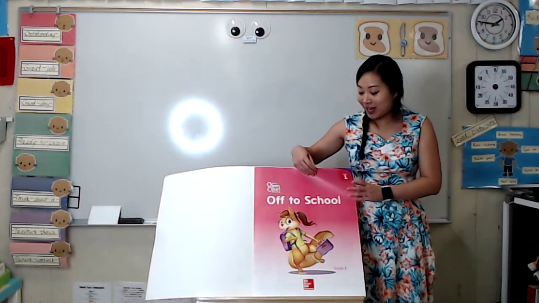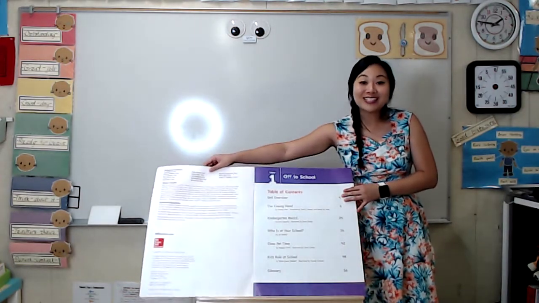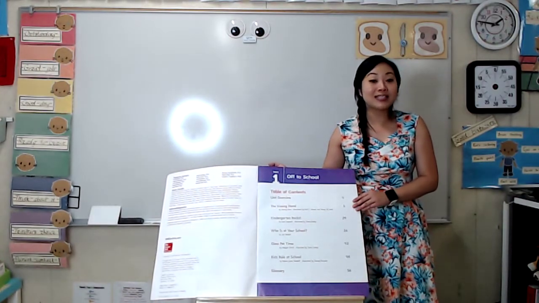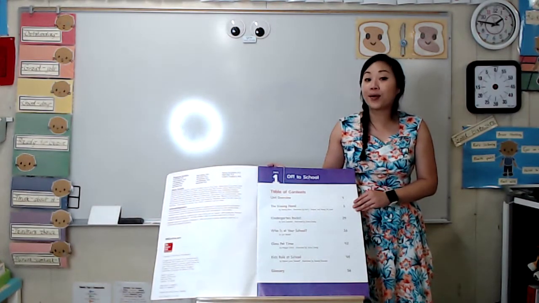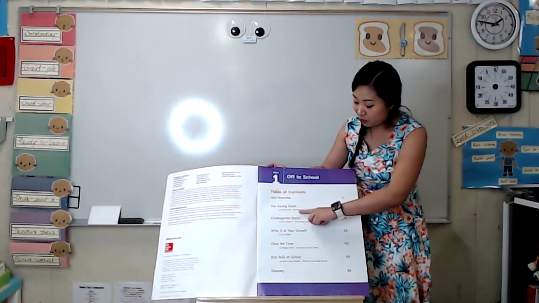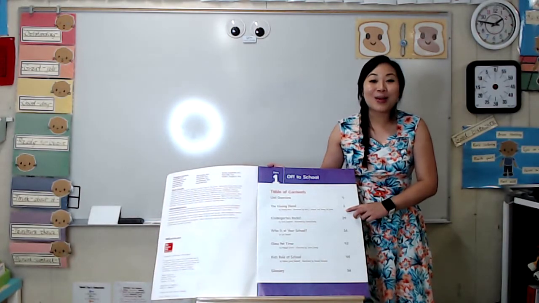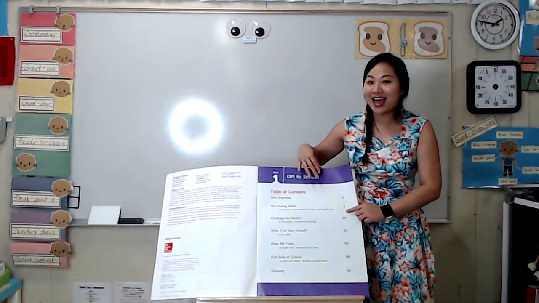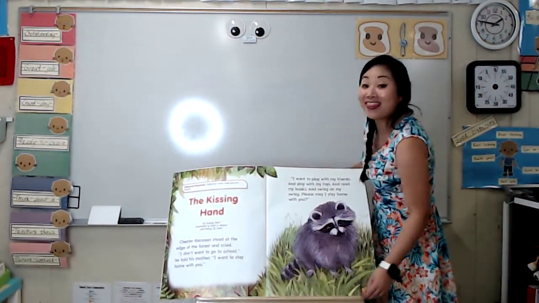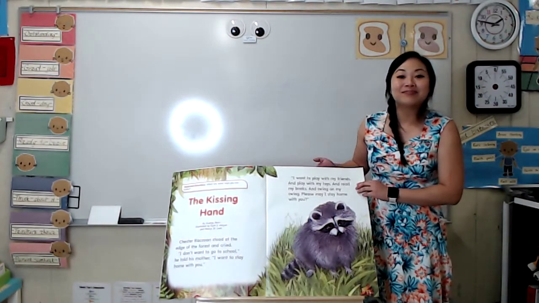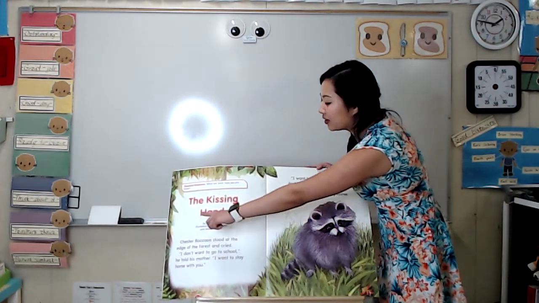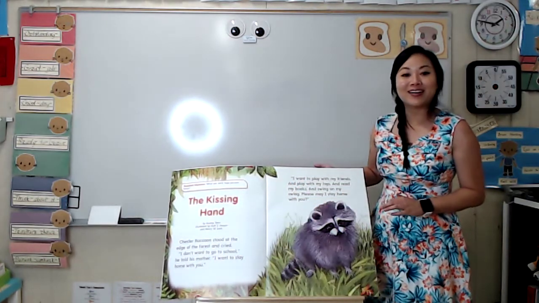And when I turn the page again, I see a special place called the Table of Contents. The Table of Contents tells you where to find things. Remember, our story is called The Kissing Hand, and when I move my finger across the page, I see it's on page 6. So I'm going to go ahead and turn to page 6, and there it is, The Kissing Hand. And again, this is the title, the author, and the illustrator.